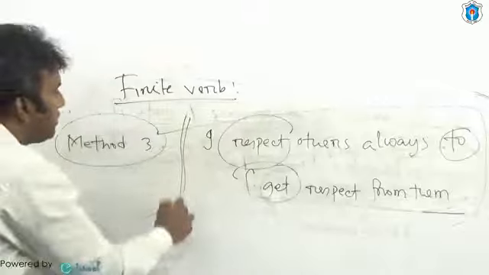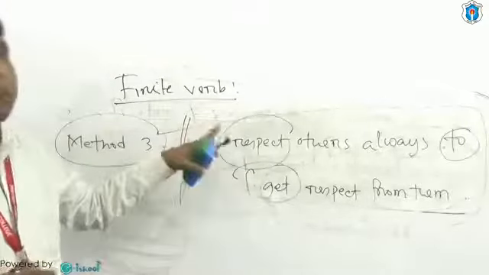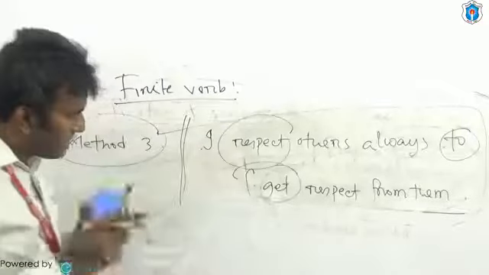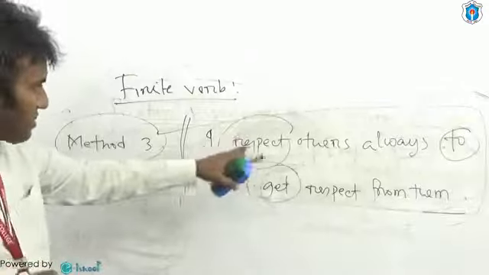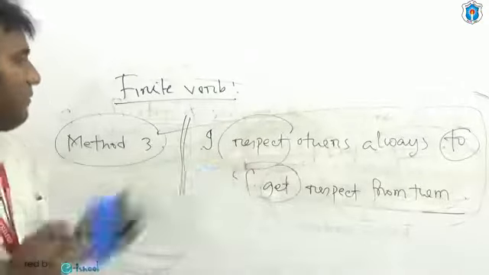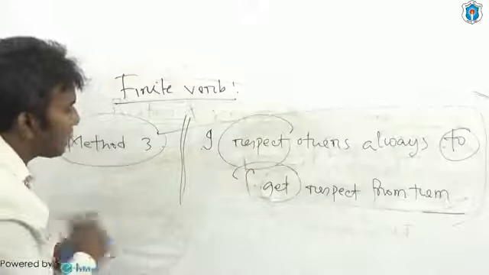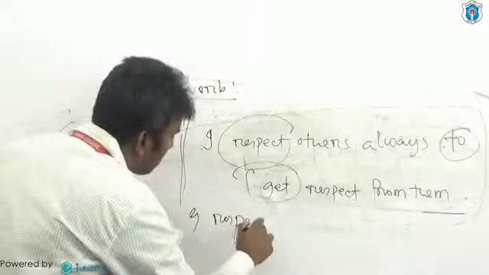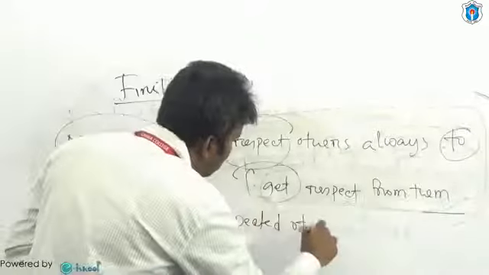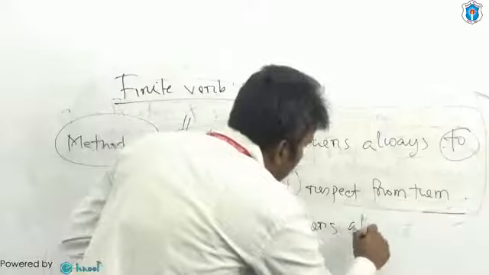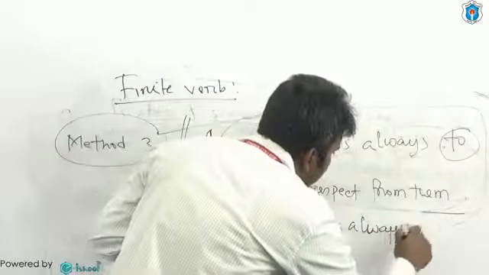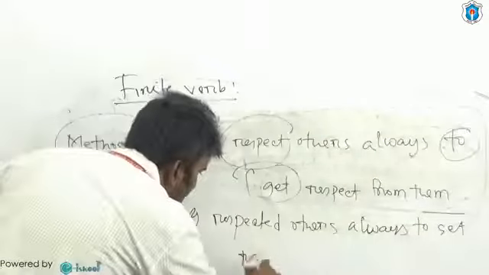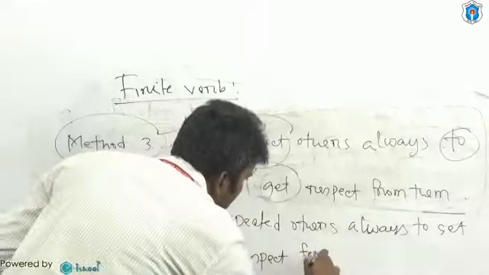এখন আমরা তৃতীয় মেথডের মাধ্যমে প্রমাণ করব কিভাবে ফাইনাইট এবং নন ফাইনাইট ভার্ব আইডেন্টিফাই করা যায়। আমরা যদি এই টেন্সকে পাস্ট ইনডেফিনিটে টার্ন করি, I respect others always to get respect from them. এই বাক্যকে যদি আমরা পাস্ট ইনডেফিনিটে টার্ন করি তাহলে বাক্যটা এমন আসে, I respected others always to get respect from them.